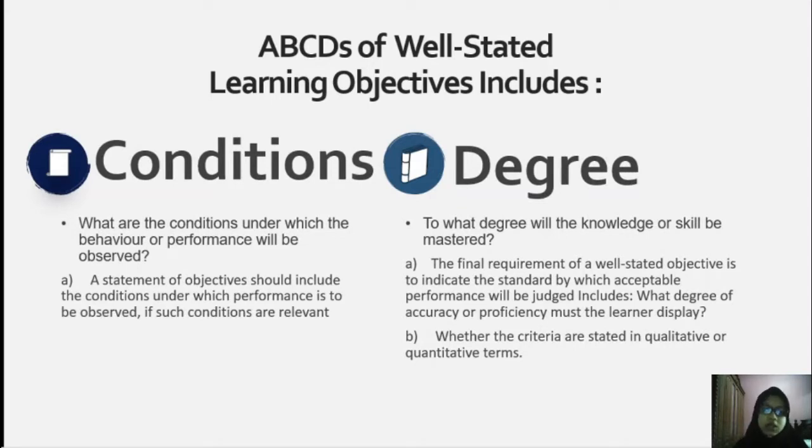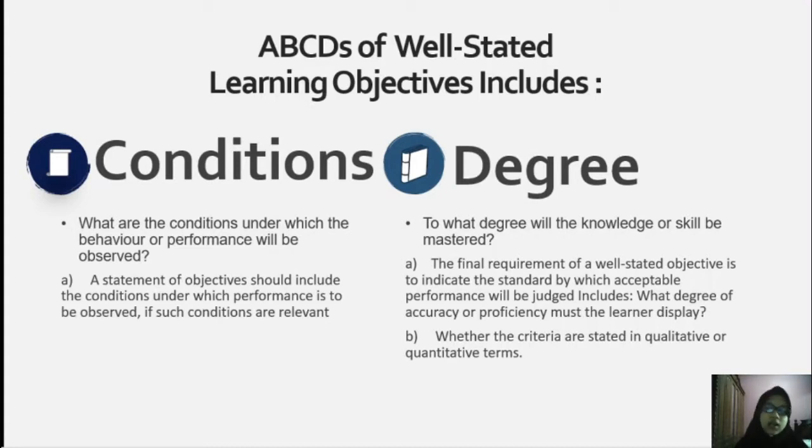What are the conditions under which the behavior or performance will be observed? A statement of objectives should include the conditions under which performance is to be observed, if such conditions are relevant. The fourth one that rounds up the well-stated learning objective is degree.